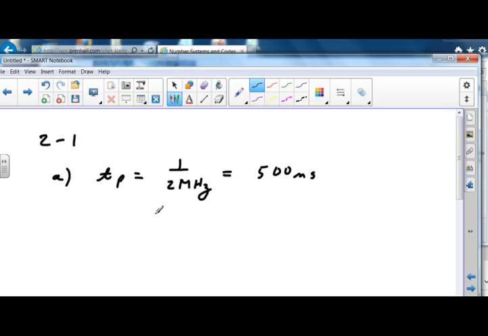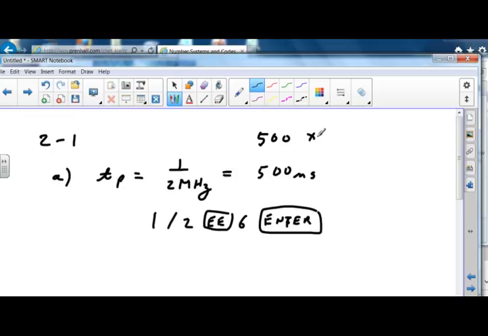So I put in 1/2E6 for 2 megahertz. Hit enter. And because my calculator is in engineering notation, it gives me the answer as a multiple of 3 in the exponent of the 10. So that's why I got nanoseconds. My calculator has 500 times 10 to the minus 9 seconds. And I changed it to nanoseconds as I wrote it down. There's nothing wrong with that answer. That answer is perfectly okay too.